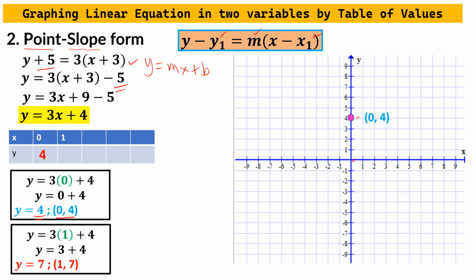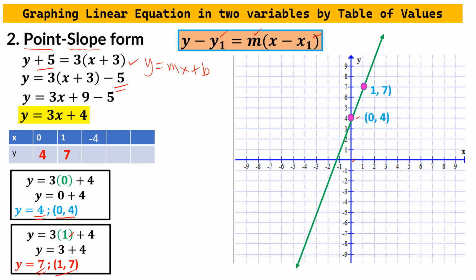Next, we are going to solve the value of y if x is positive 1. If x is 1, the value of y is 7. Thus, our ordered pair is (1, 7). Let us plot that (1, 7) on the Cartesian plane. Out of 2 points, we can already determine a line. Let us try to assign another value.